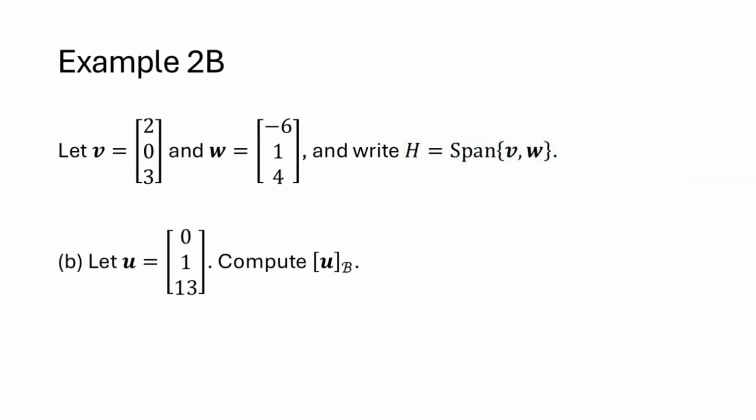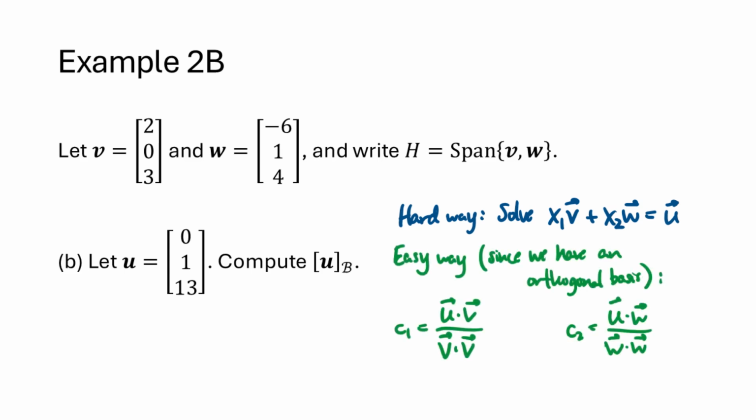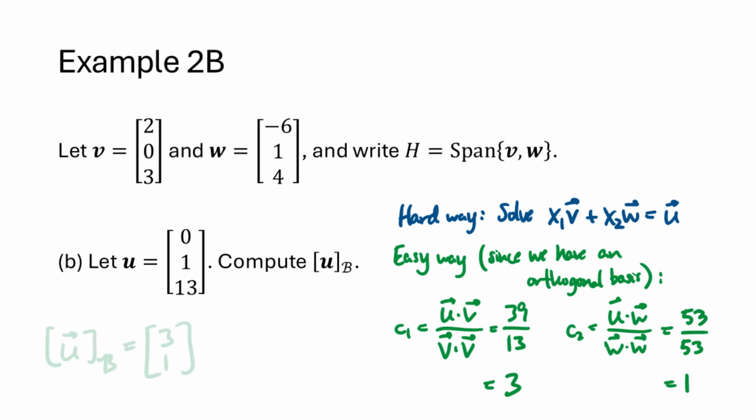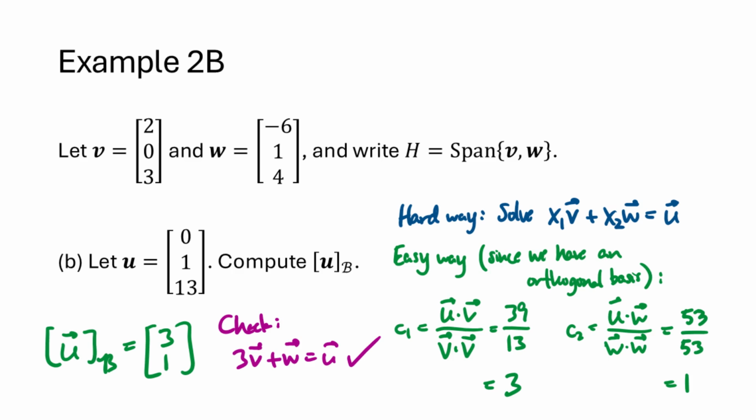And now we want to apply the previous theorem. Now that we have an orthogonal basis, let's use it to find the coordinates of this vector u relative to the basis B. Remember, the old way, or the hard way to do this, is to solve the equation x1v plus x2w equals u. But now we have little formulas that we can use to compute those coordinates instead. All we need to do is compute u.v divided by v.v and u.w divided by w.w. We work all that out and we get the coordinates 3 and 1. And so that means that the coordinate vector we're looking for is the vector 3, 1. And we can verify that this is correct by computing 3v plus 1w, and we see that that in fact does equal u.